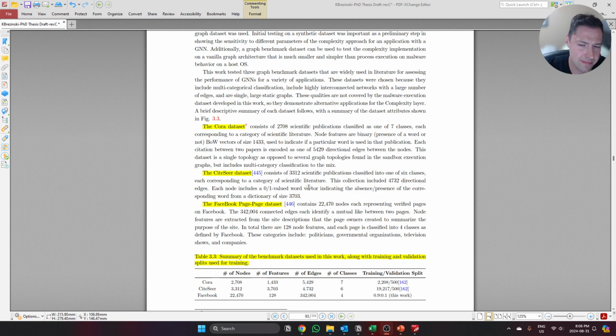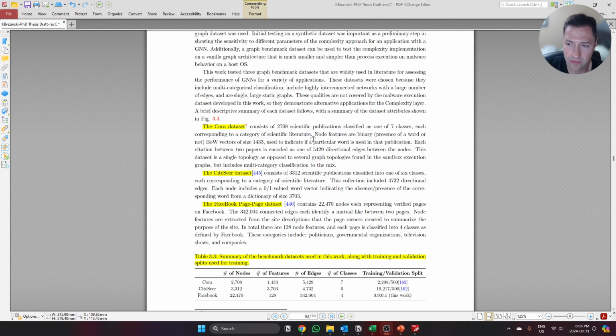Ultimately, one of the things we want to do, before we demonstrate that our models are capable, is to show that the models on their own work well for benchmark data sets that have a known particular behavior and that are well established in the literature. The first being the Cora data set, which consists of over 2,700 scientific publications and is one of 7 classes. So that makes it a multi-classification task corresponding to a category in the scientific literature.